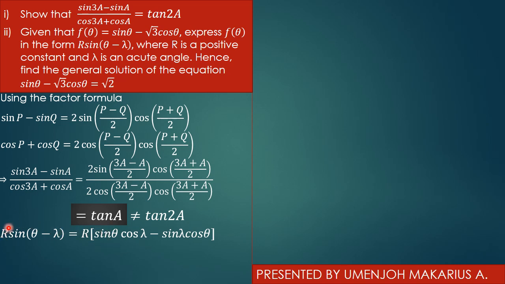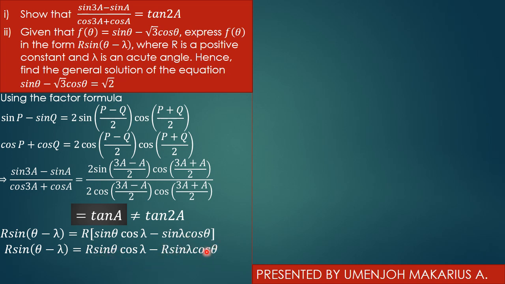By so doing, guys, you should know that r sine (theta minus lambda), if we factor out this r and expand sine (theta minus lambda), we are going to have it as sine theta cos lambda minus sine lambda cos theta. Great. Then, friends, we are now going to compare the right hand side with our original f of theta. But before then, guys, let's multiply all through by r.